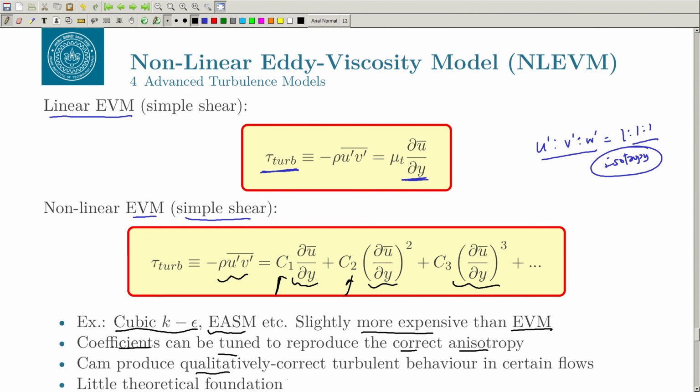But of course there is no theoretical foundation behind this. You are just trying to make the model more and more complex as the flow becomes complex. That is how it is. There is no underlying theoretical reason why it should depend quadratically or cubically, or on higher powers. So, this is one class of model, the non-linear eddy viscosity model.